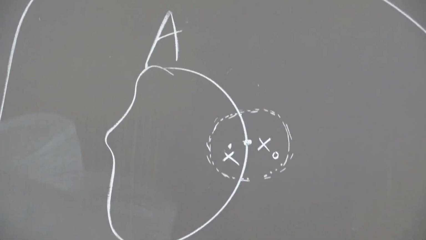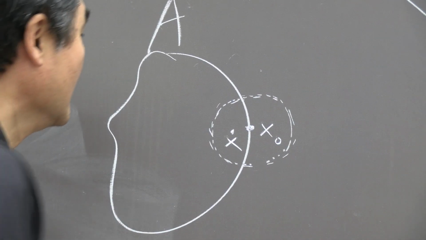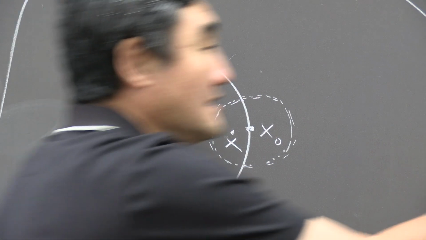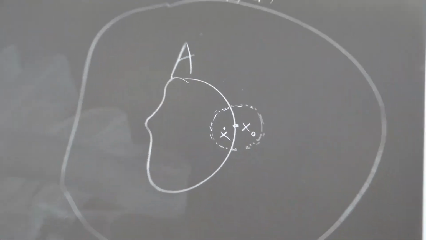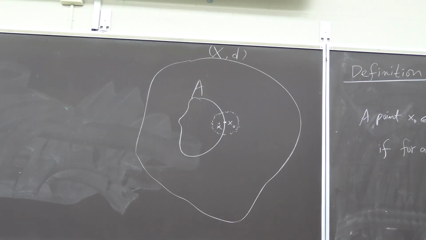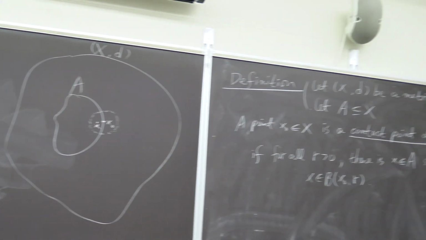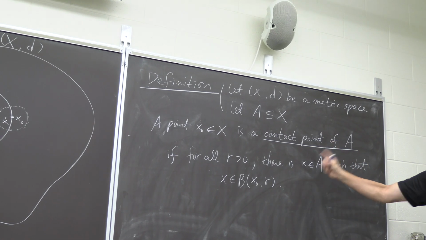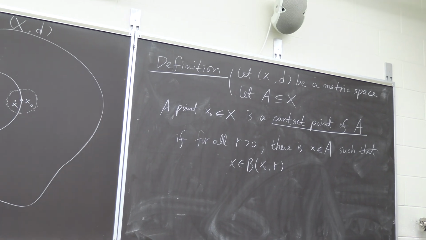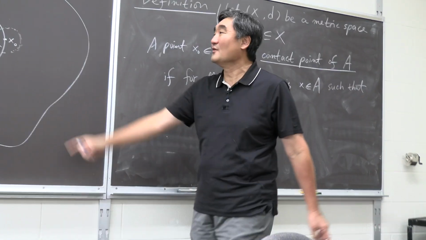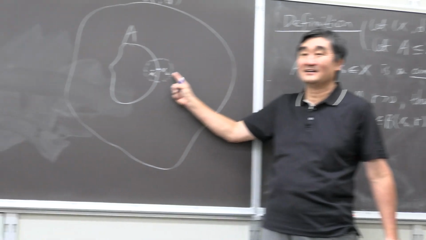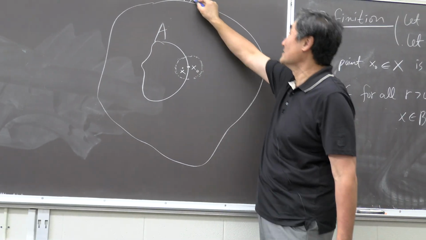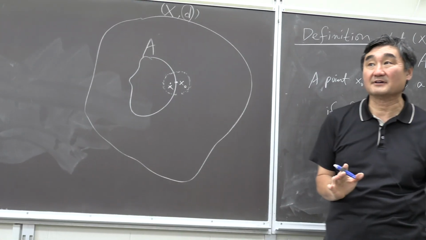That's what that means. If this has happened, then we say that the point X naught is a contact point of the subset A, which is very close to the definition of the accumulation point we have studied in real analysis last year. But honestly, I don't know how this open ball looks. It totally depends on how the metric D on it is defined, right?